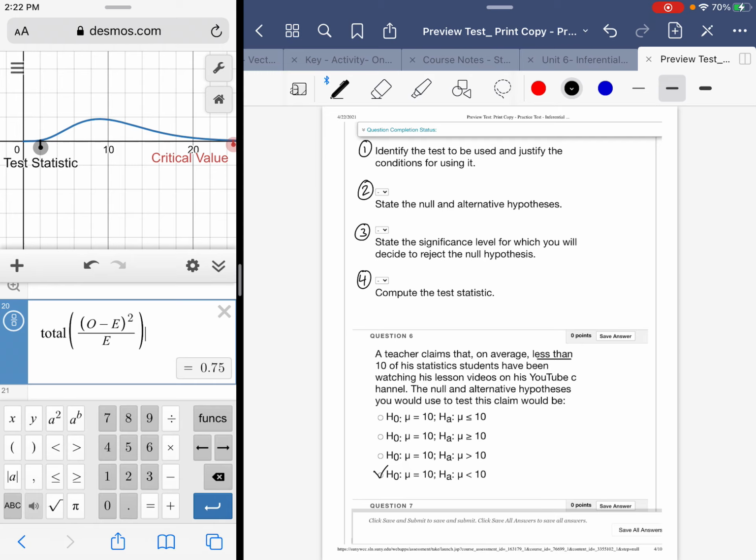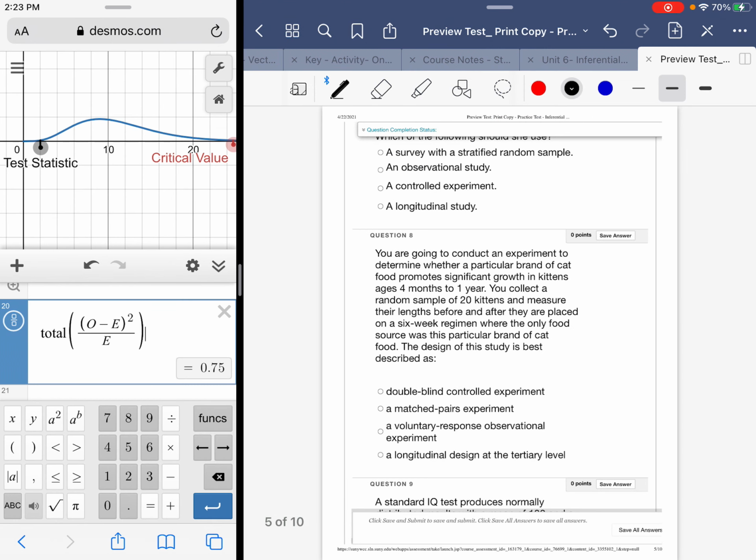The null hypothesis always involves an equal sign, so no help there. All right, all of the null hypotheses were the same, but if there was one that involved something other than an equal sign, we would toss that. But the one that involves a less than symbol is the one that we want for the alternative. All right, which of the following should she use? Well, I suppose there's more to that question, right? So let me read the whole thing.